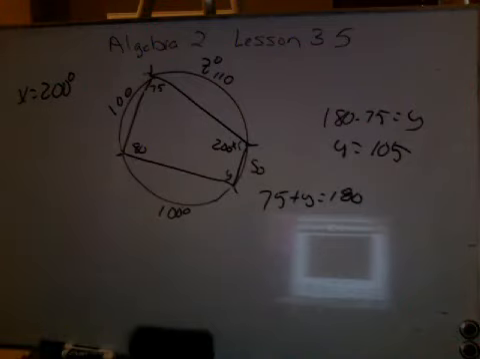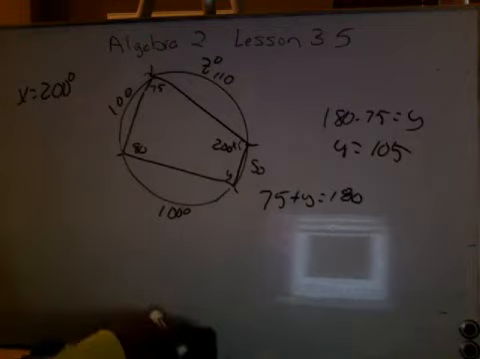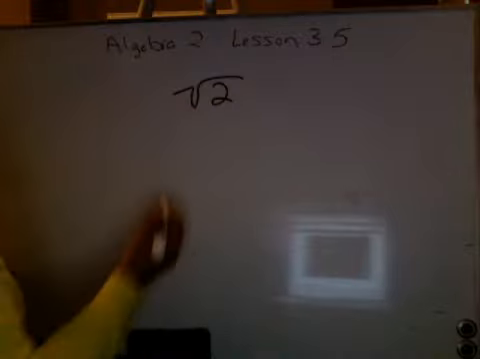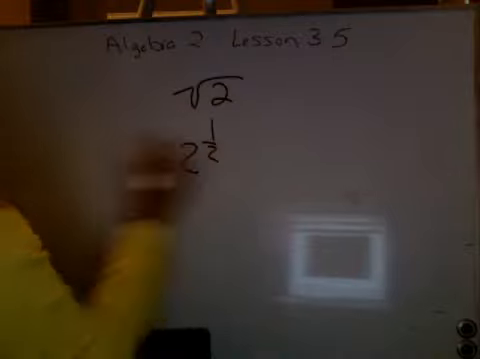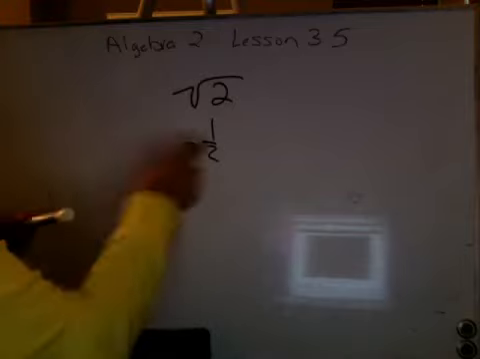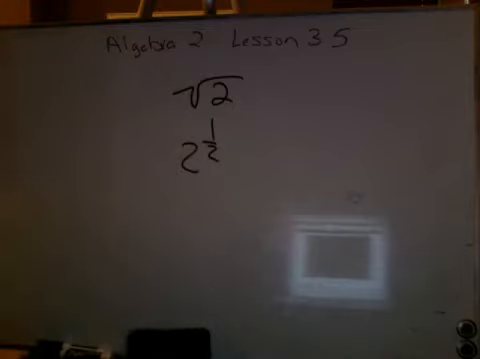Let's move on to the square root of 2, writing square roots. There are different ways of writing square roots. So if we want to write the square root of 2, we're used to this one. But we can also say 2 raised to the half power. That means the square root of 2. The same thing is just written and looks different.